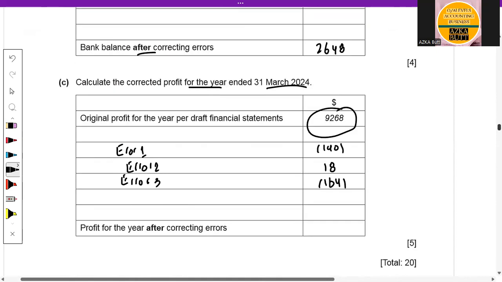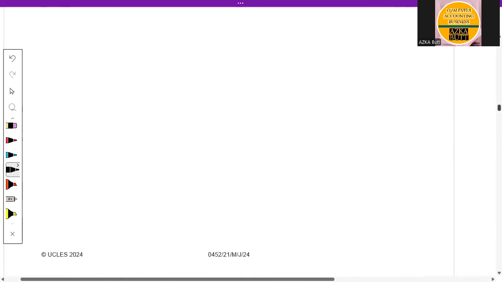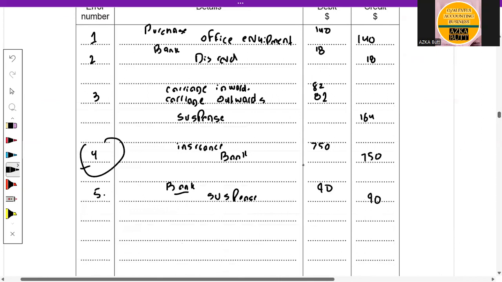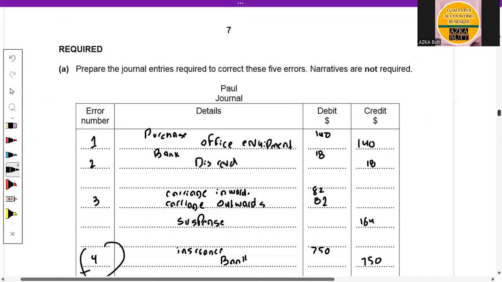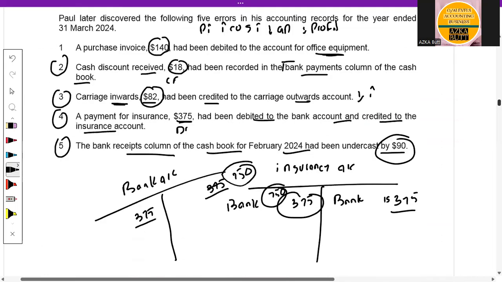Okay. And now let's see the last error, error number 5. As you can see, our bank has increased by $90. Sorry, this is okay. So bank would be part of current assets, not the income statement.